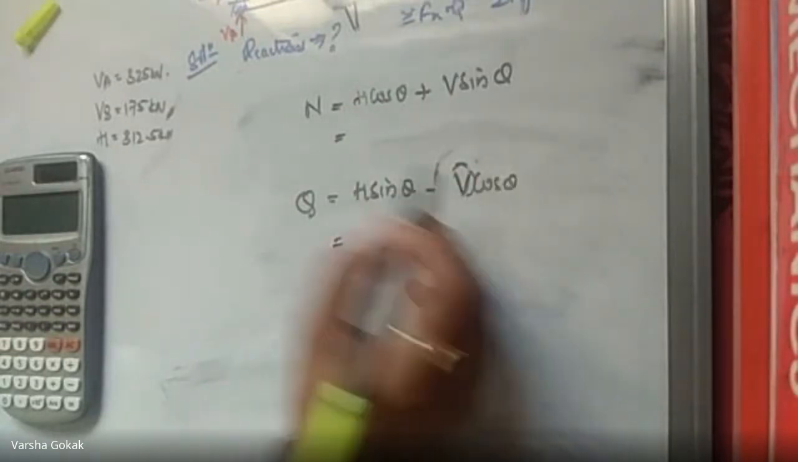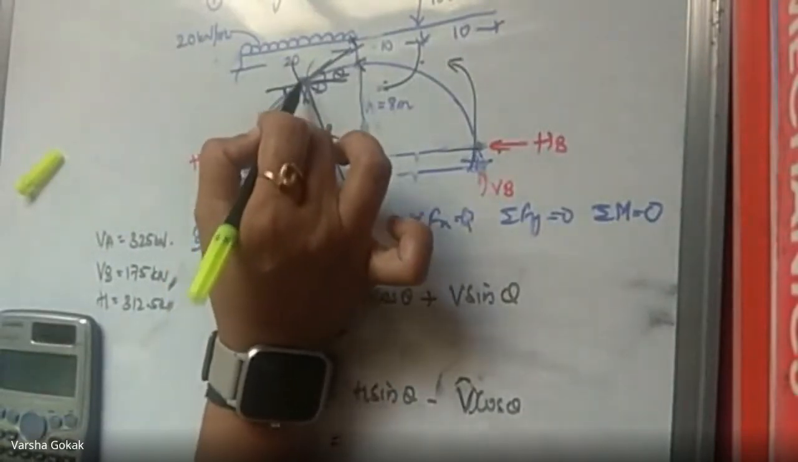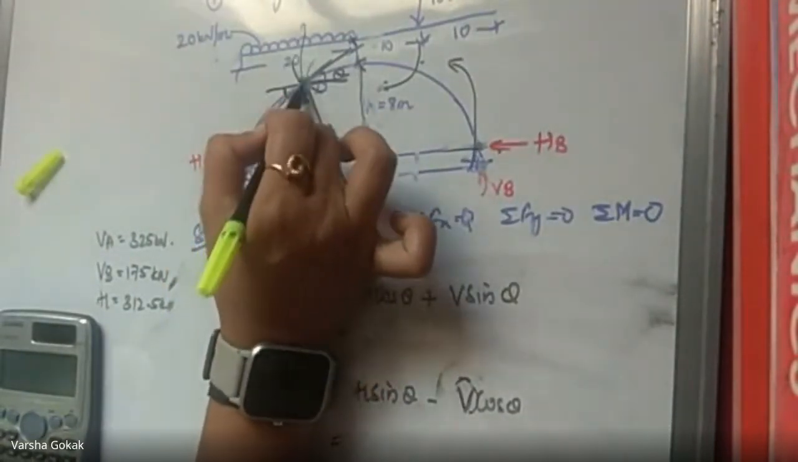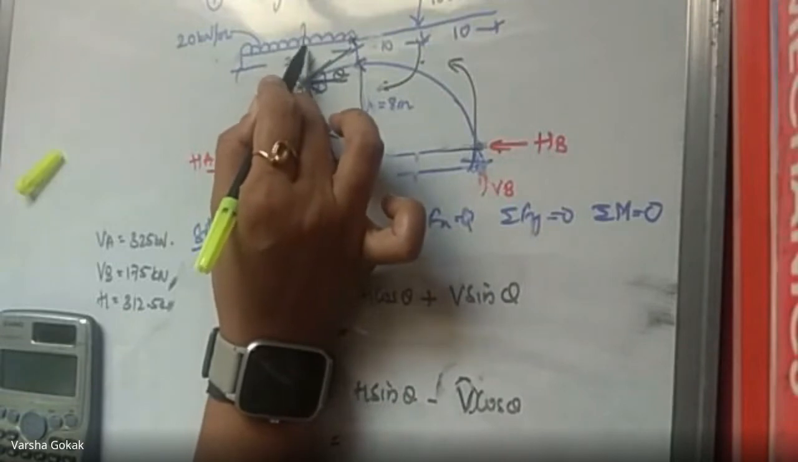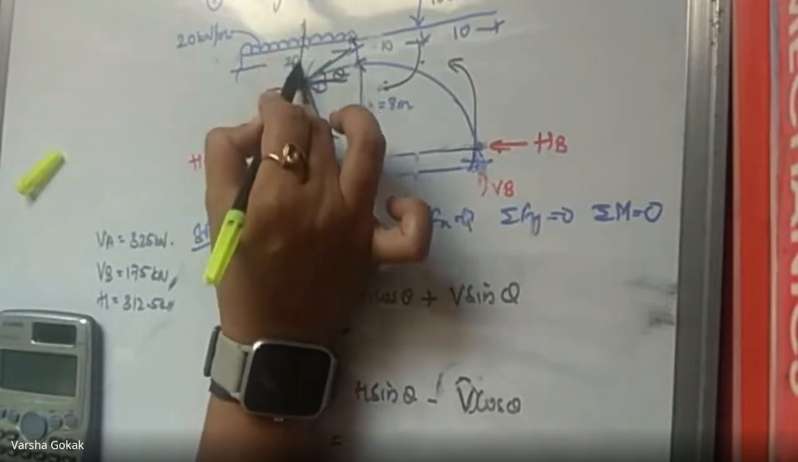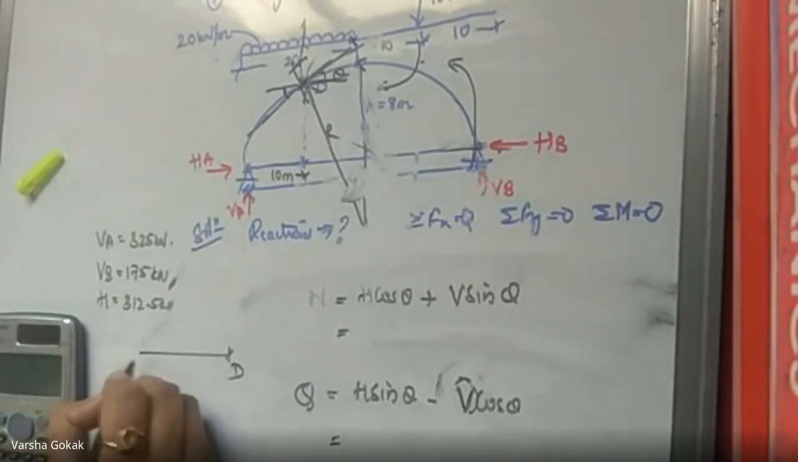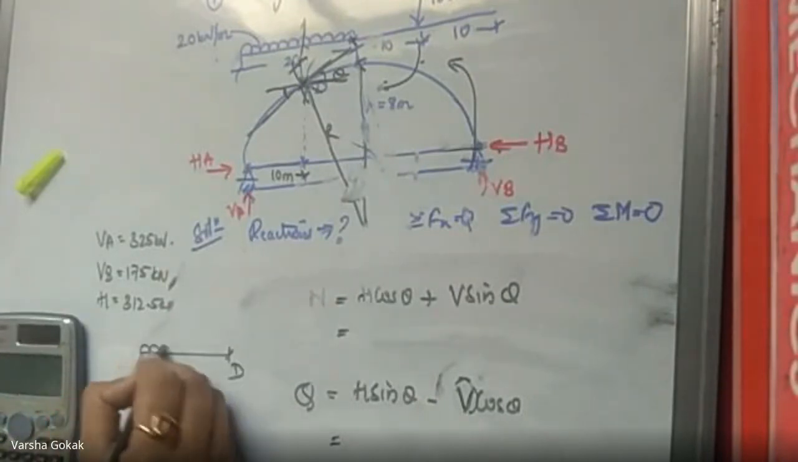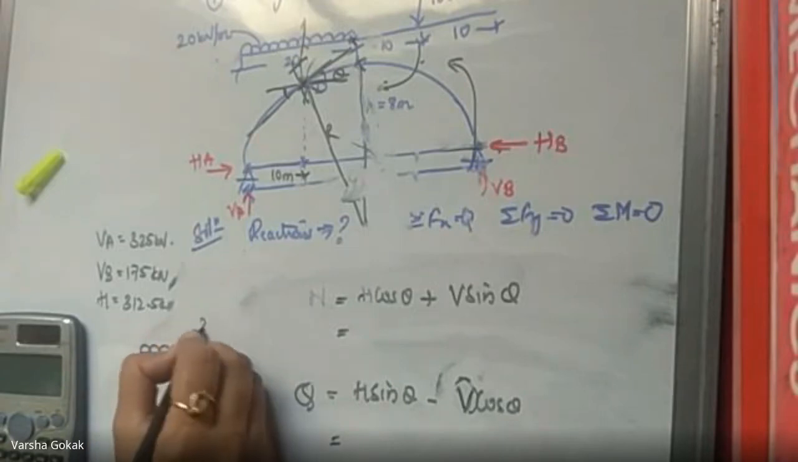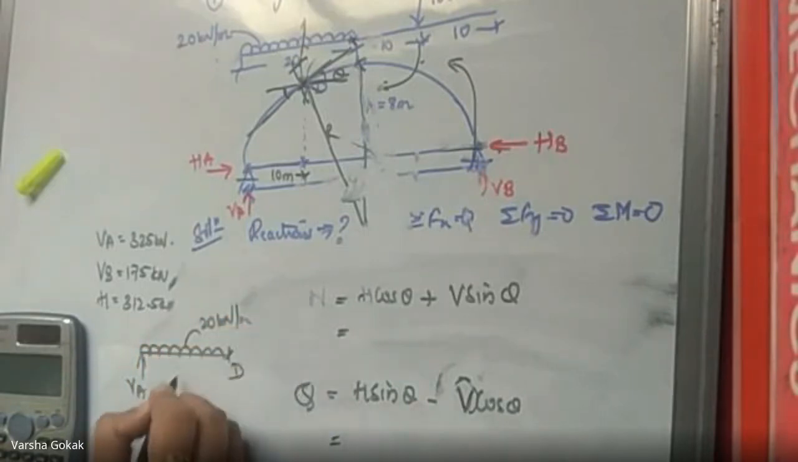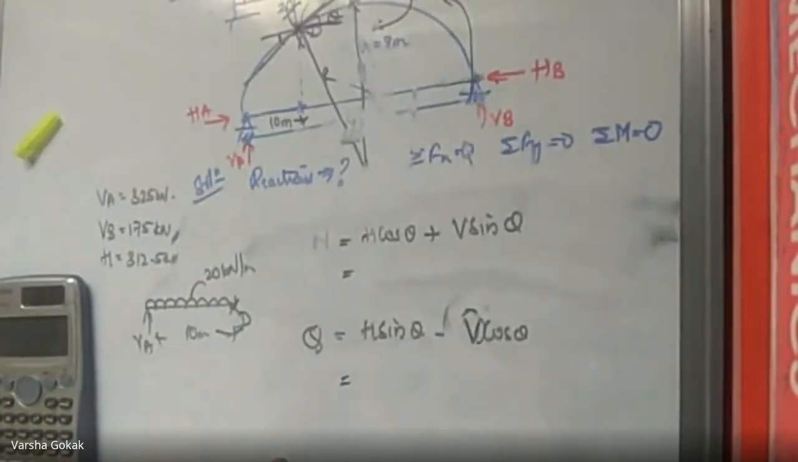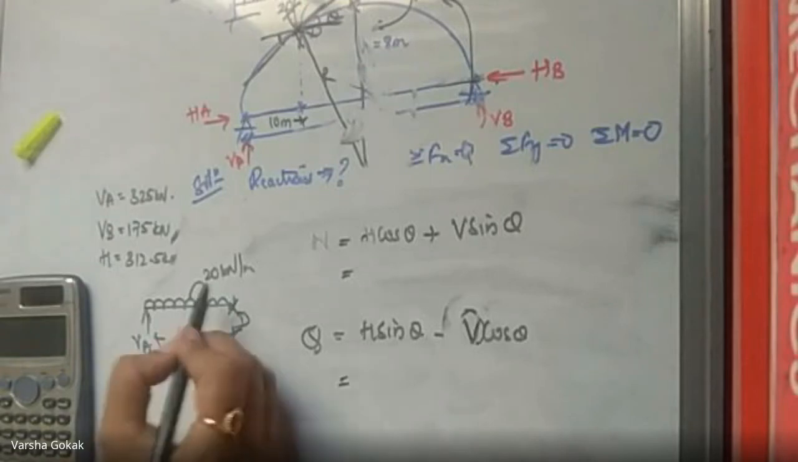So, V at point D, I have to find. I need the vertical force at point D. So that means I need the shear force at this point. If I tell you that this is a beam like this, now this is the point D, and you have a VA over here, and you have a UDL here of 20 kilonewton per meter, and this is 10 meters. Calculate the shear force at D. How do you calculate the shear force at D, please?